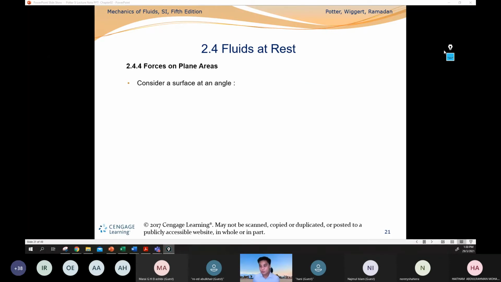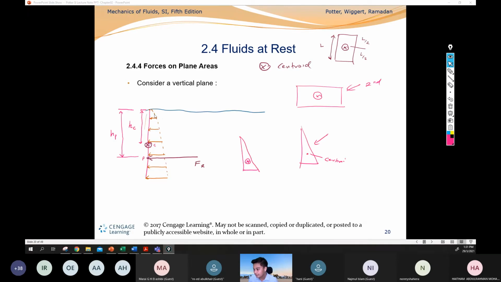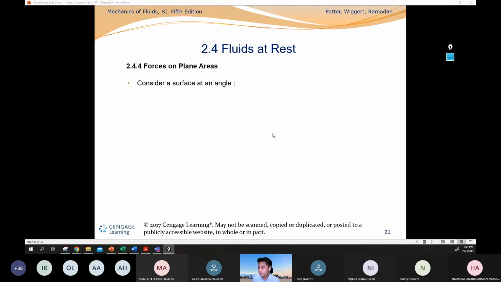So consider the second one. Consider the surface at an angle. For the previous one, what's the angle here? Anyone? This is the surface and this is the plane. It is vertical, 90 degrees. So what happens when we have the surface at an arbitrary angle, at a different angle?